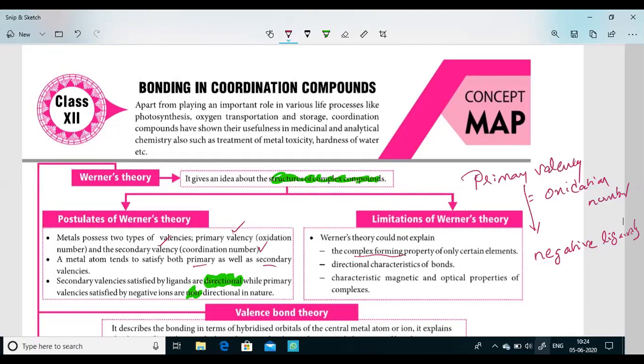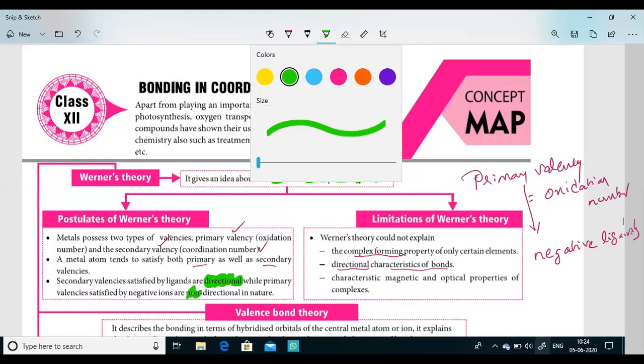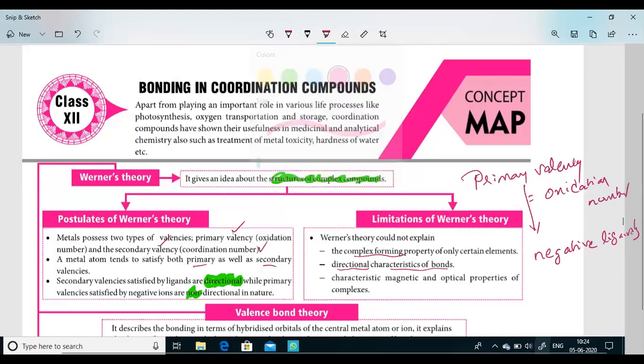Next, Werner's theory could not explain the directional characteristics of bonds. Next, it doesn't explain the characteristic magnetic and optical properties of complexes. Complexes are able to show both magnetic properties as well as optical properties, but it doesn't explain this.